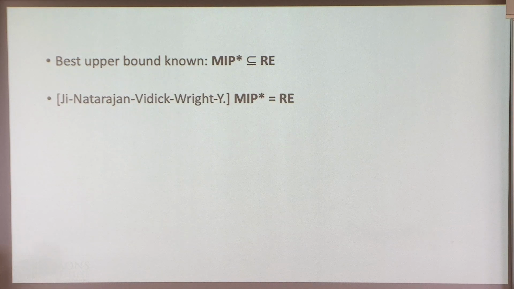And the result that we recently announced is, in fact, that this upper bound is tight. Every problem in RE, including the halting problem, can be verified with entangled provers. So it gives an explanation for why people failed to find an algorithmic upper bound for this class.